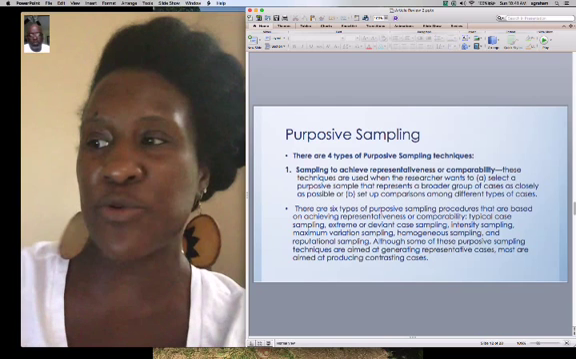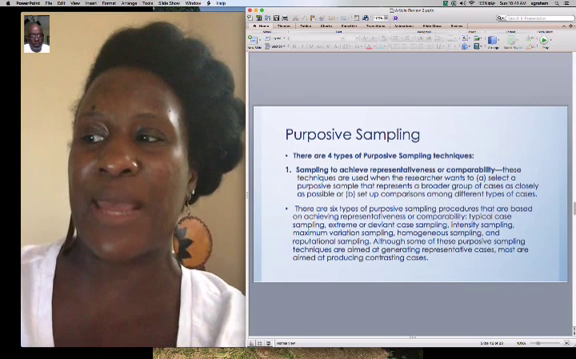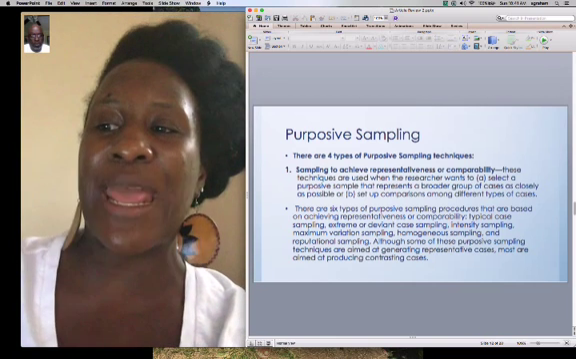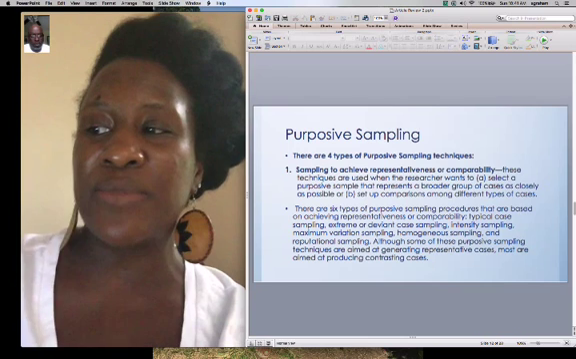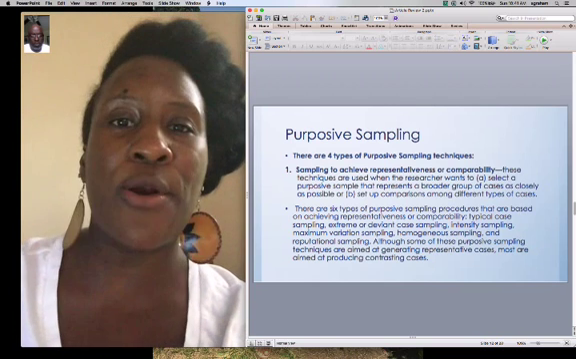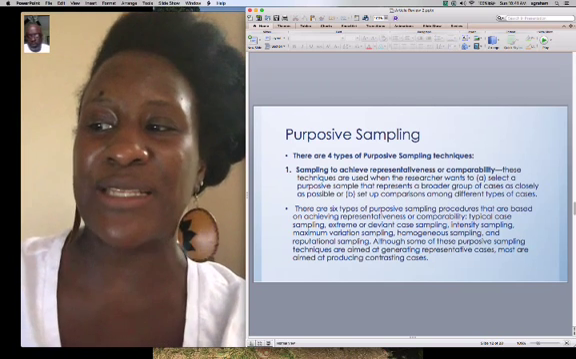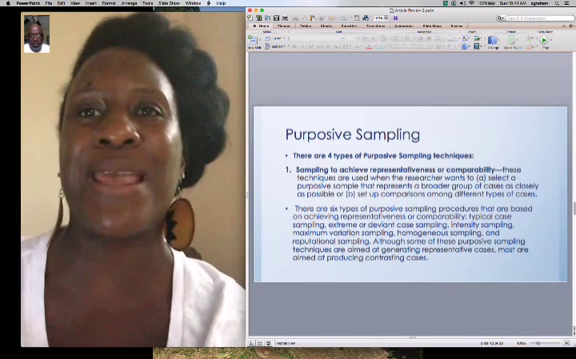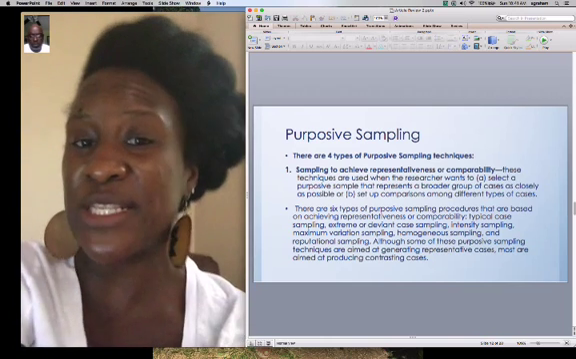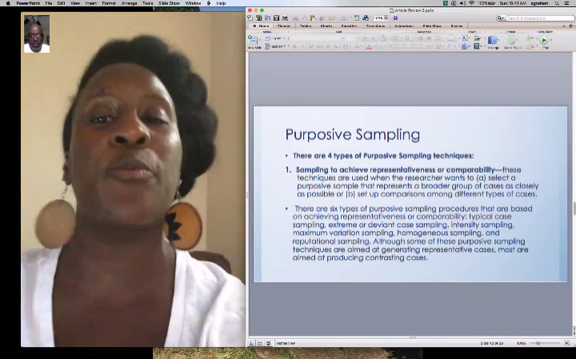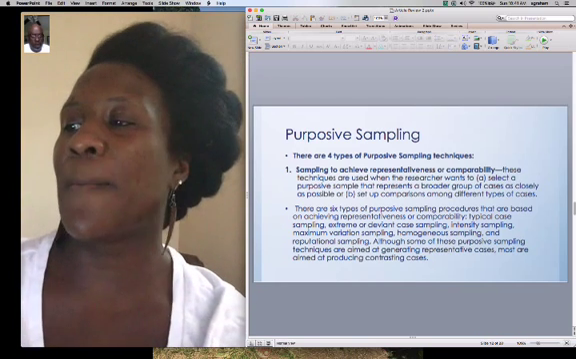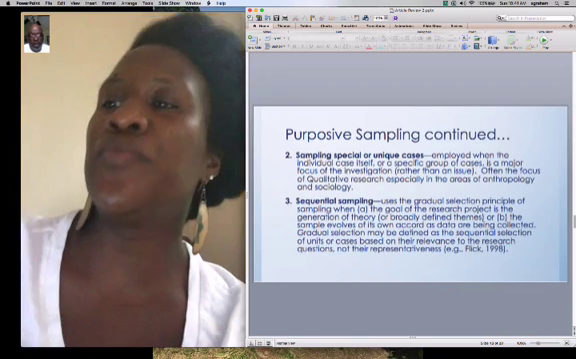Right. Typical case sampling, extreme or deviant case sampling, intensity sampling, maximum variation sampling, homogeneous sampling, and reputational sampling. Some of these purposive sampling techniques are aimed at generating representative cases. Most are aimed at producing contrasting cases. So what they're trying to do is, if I look at this group of people, what does the answer to my question look like with this group? Okay, so if I go over here and look at this group of people, what does it look like with this group, and then compare the results. Very good. Absolutely. Go to the next page.